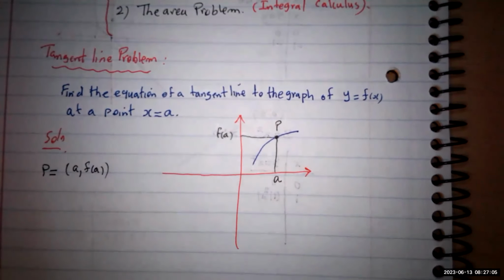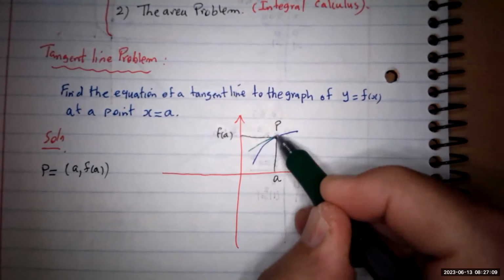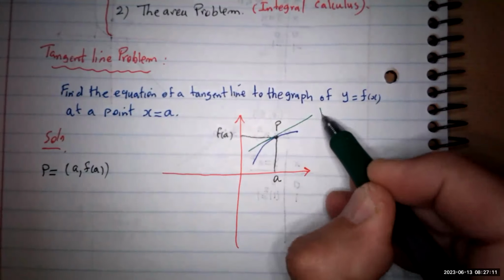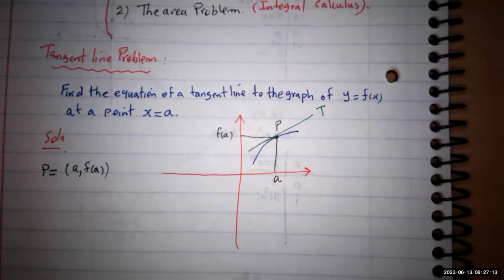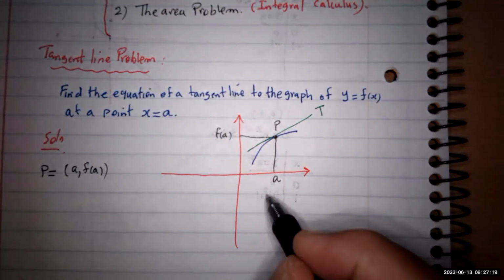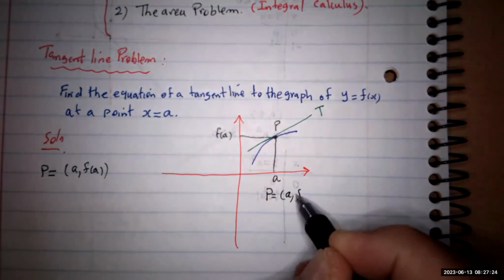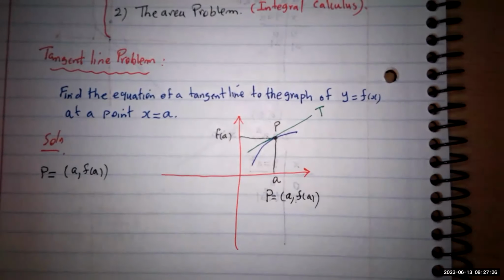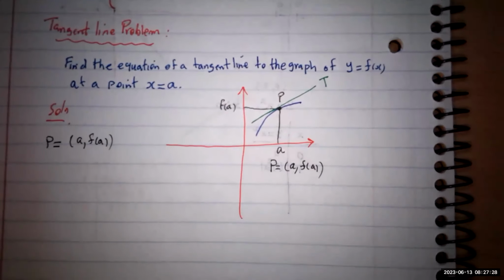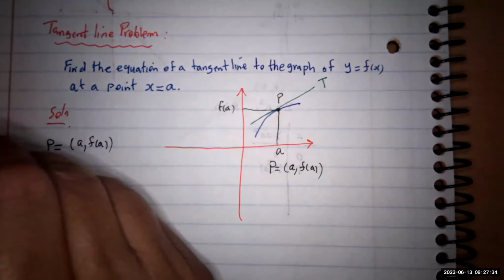What I would like to do is get the tangent line. Suppose this is the tangent line, and we would like to find the equation of this tangent line. So that's the point P that I have, with the coordinates a and f of a. So this is a point that I have.